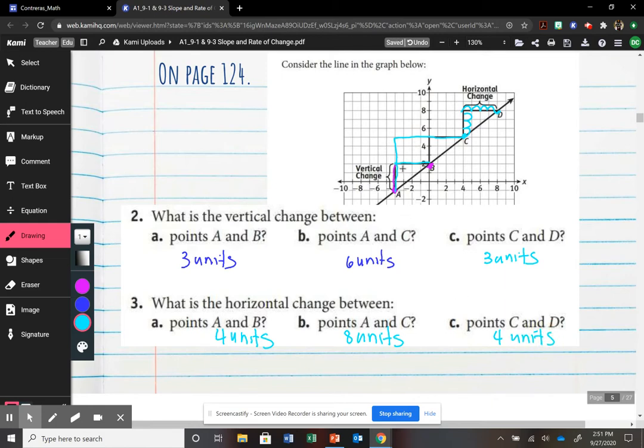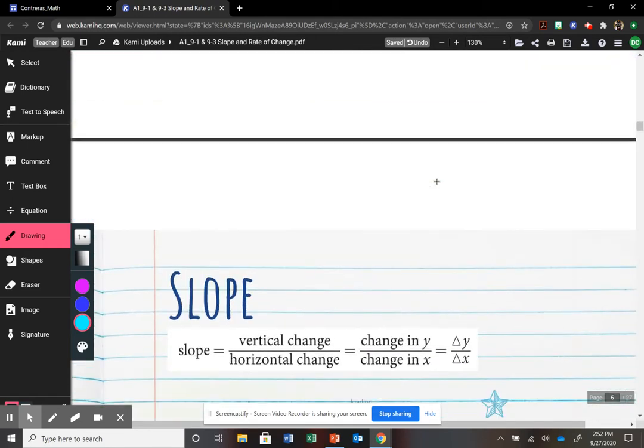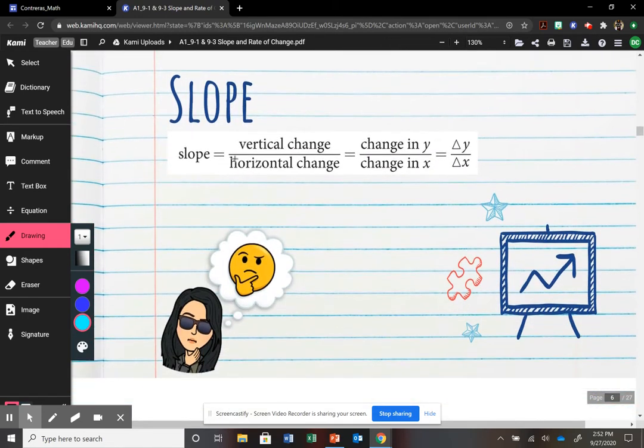Okay, so now we know what the vertical and horizontal changes are. For now, we're just counting the units. Okay, later on when we have points that are more spread across, we're going to use the points themselves because we're not going to be counting, right? When they're so far apart. All right, so slope is the vertical change. So we say it's the change of y. It's also written as this little triangle, change of y. Horizontal change is the change of x, and it's written with this little triangle, change of x.